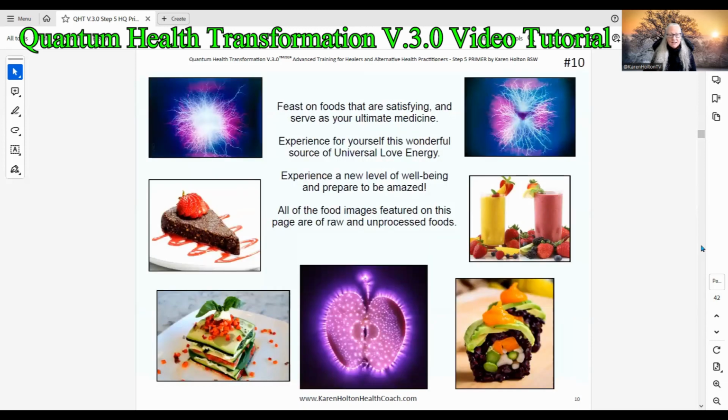Feast on foods that are satisfying and serve as your ultimate medicine. Experience for yourself this wonderful source of universal love energy. Experience a new level of well-being and prepare to be amazed. All of the food images featured on this page are of raw and unprocessed foods. And there's some Kirlian photography of some seeds and a piece of apple as well. Absolutely delicious.